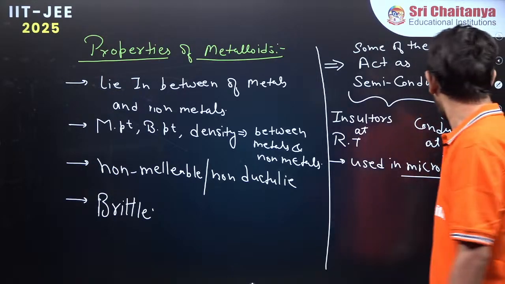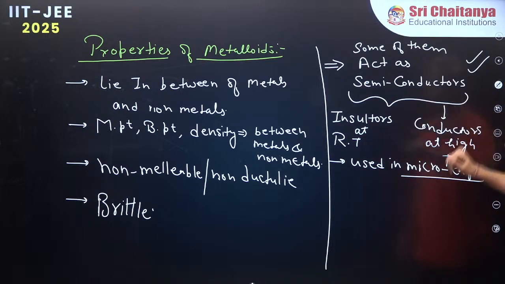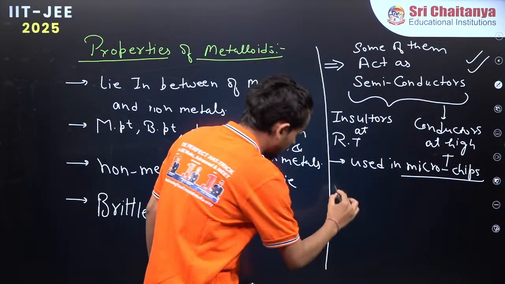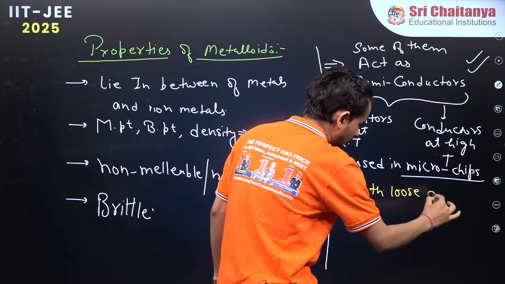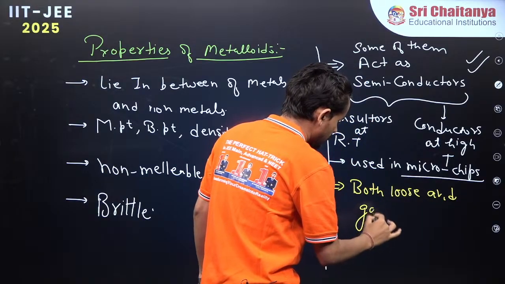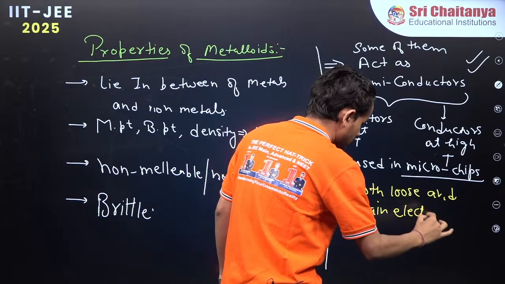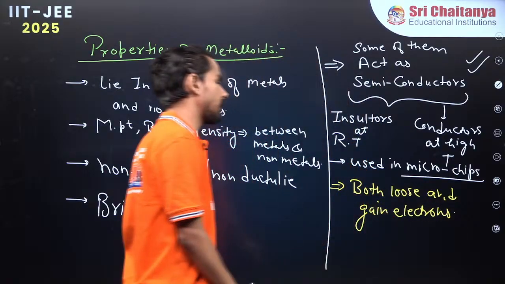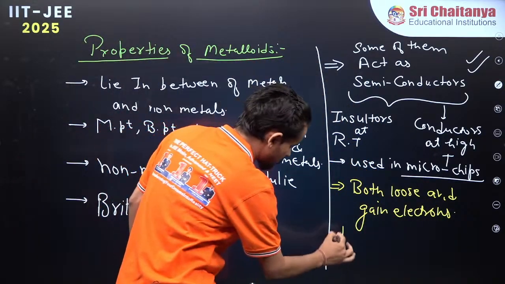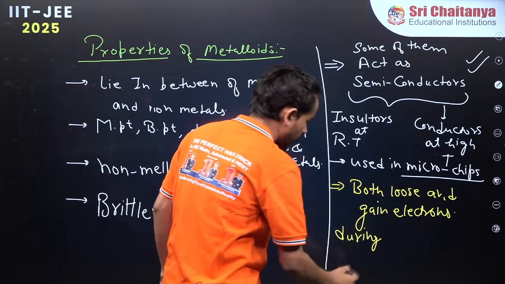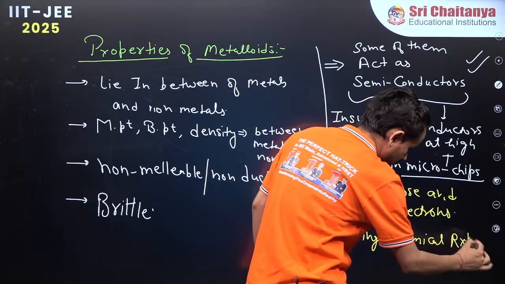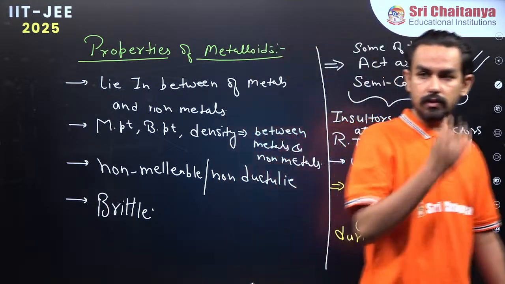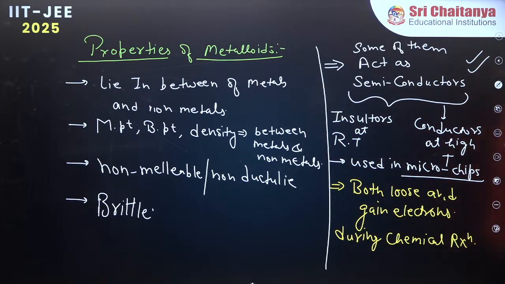One more important thing on the basis of chemistry, and that is what? That they can both lose and gain electrons during chemical reactions. So this is all about the properties of metalloids. Till here, if anybody wants to ask something, you can ask.